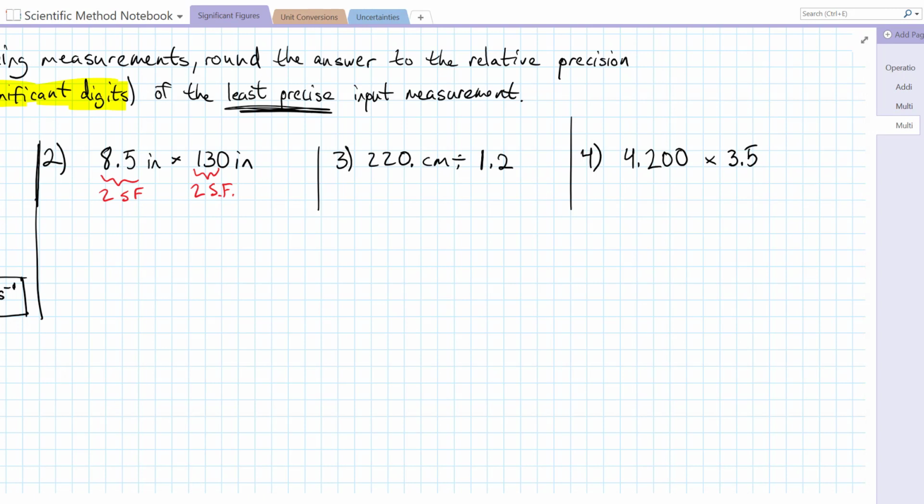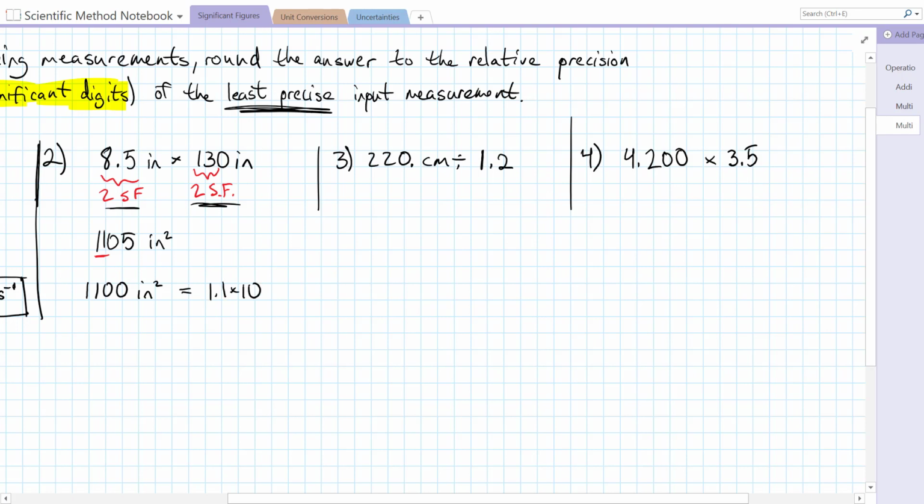When we multiply 8.5 times 130, we get 1105, and the units are going to be inches times inches, so inches squared. Since we're rounding to the first 2 significant digits, that's going to be those first 2 digits. We're going to round to the nearest 100, and so our final answer is going to be 1,100 square inches. Or in scientific notation, that is 1.1 times 10 to the 3 inches squared.